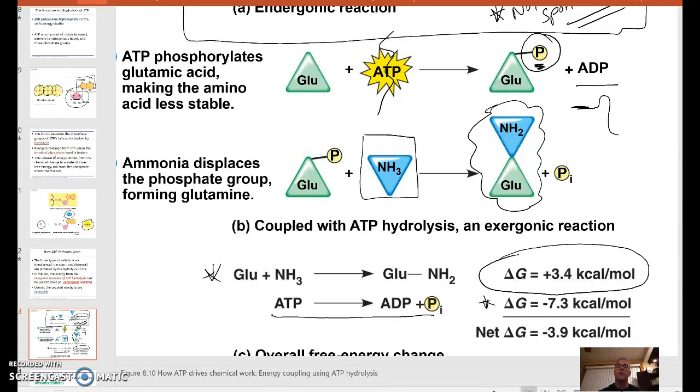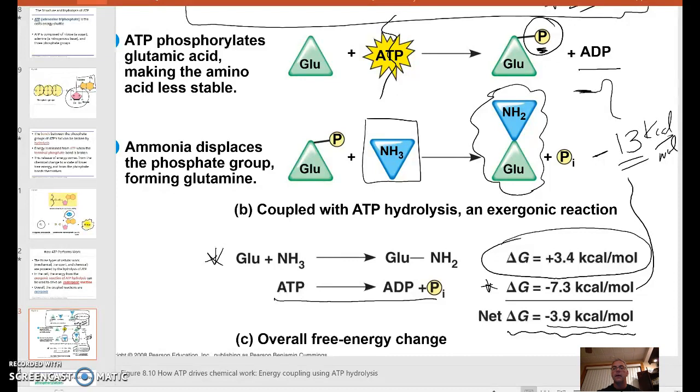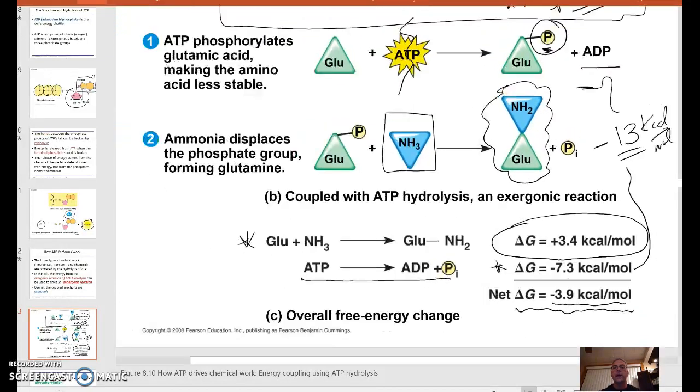Now, also remember that when we're talking about a cellular environment, this value actually increases and goes to a negative 13 kilocalories per mole. That's because of the concentrations found inside of a cellular environment that are different than what standard conditions have. So bottom line, in order for this reaction to take place, we have to have a net negative energy change. In this case, we do. We have a negative 3.9 kilocalories per mole, so therefore this reaction is possible.